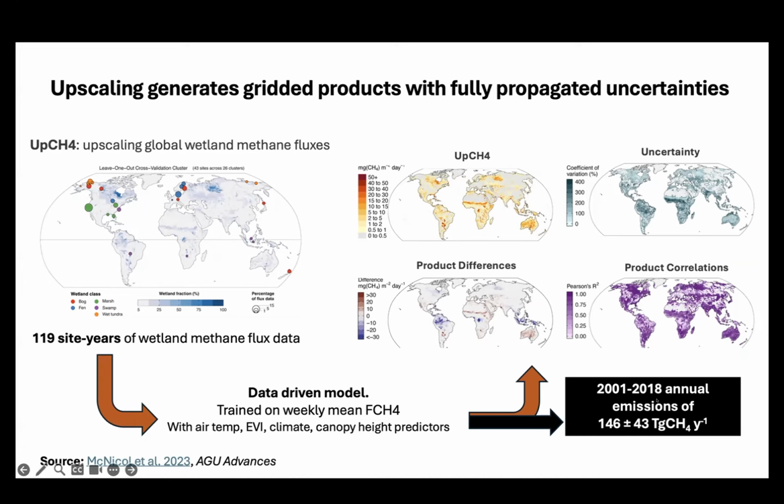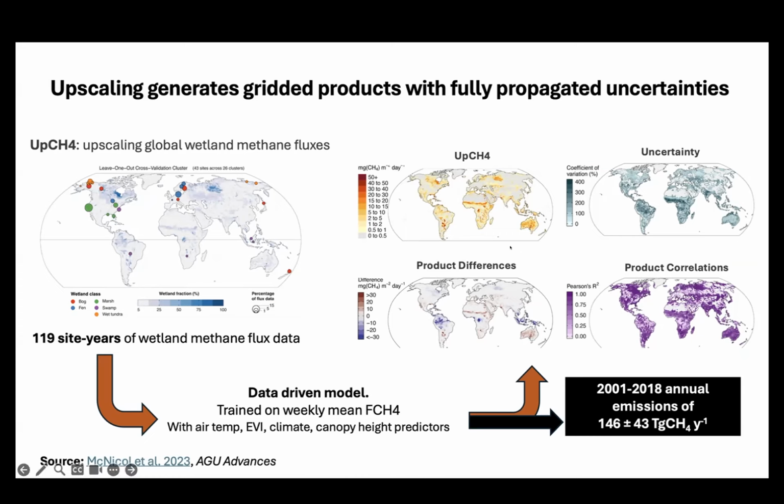And so our estimate, in spite of not informing the model structure with any process knowledge, we generated an estimate of 146 teragrams of methane per year, which is kind of right in the middle of the 2016 global methane budget estimates, a little bit different than the most recent ones.